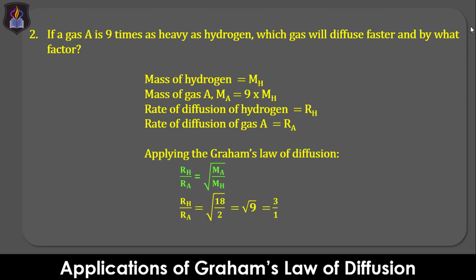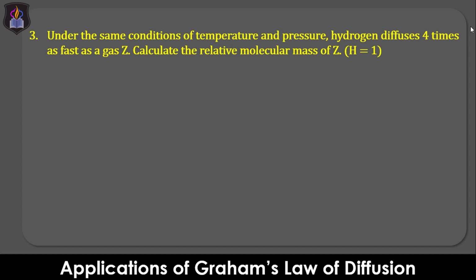So applying Graham's law of diffusion, RH over RA equals the square root of MA over MH. Substituting the values of MA and MH, we obtain 3:1 as the ratio of the rate of diffusion of hydrogen to gas A. This implies that hydrogen will diffuse 3 times faster than gas A because it is less dense than gas A.